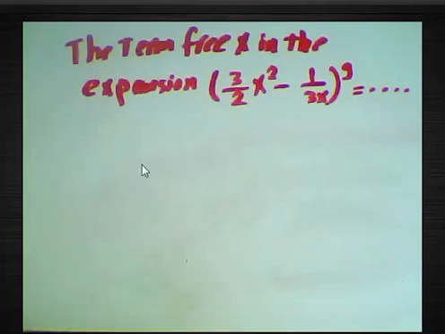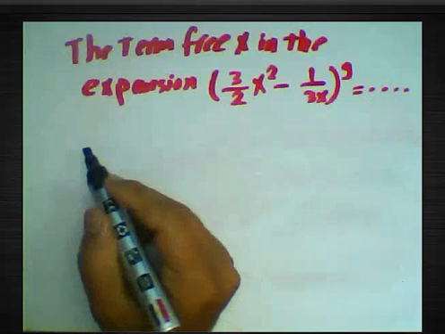Look at this question. The term free of x in the expansion of (3/2 x power 2 minus 1 over 3x) all power 9 equals blank. Okay, look at this rule here.